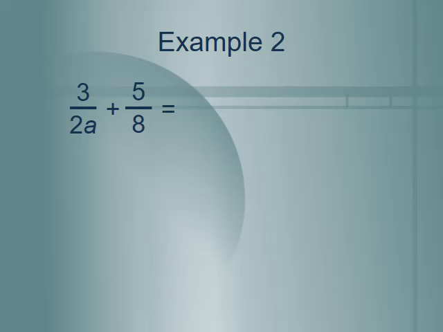Okay, here's a problem that's more like what we're used to seeing. We need to think about our common denominator for 2a and 8. And if we think about that, 2 goes into 8, and so we could change both of these very easily into 8a. And we just think about what we have to do in order to change them. In order to change this into 8a, we have to multiply it by 4.